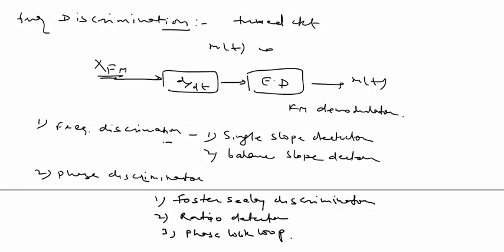All these schemes are used for discrimination or demodulation of FM. Except this method, PLL, phase locked loop, all the methods have inductor and capacitor. Phase locked loop does not have inductor or capacitor. It is small in size. IC is available, less bulky.